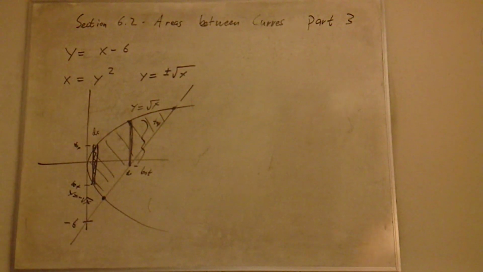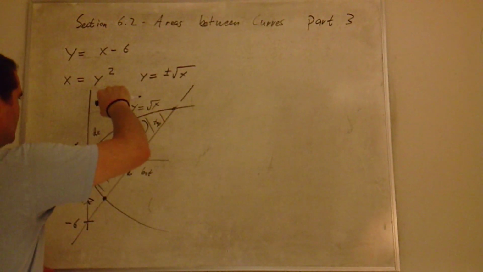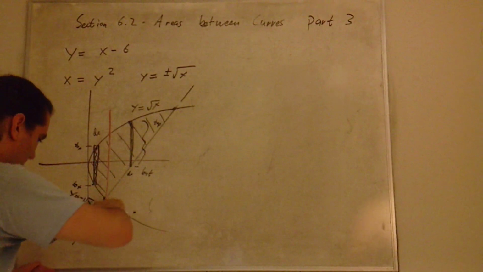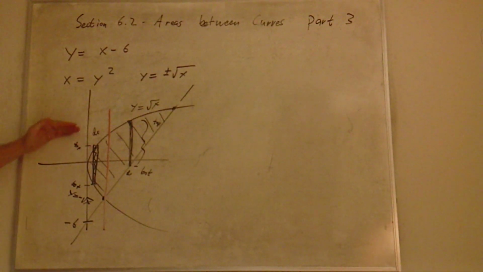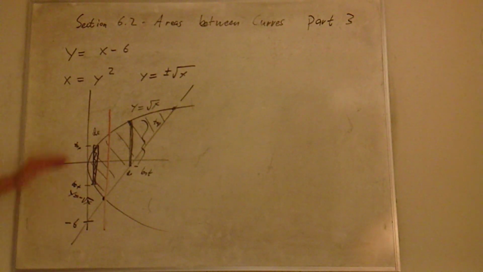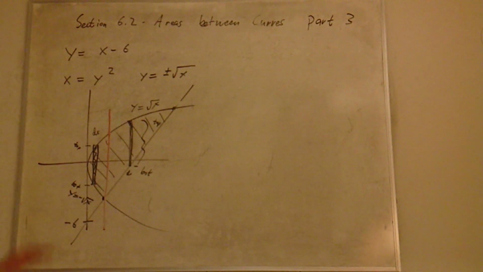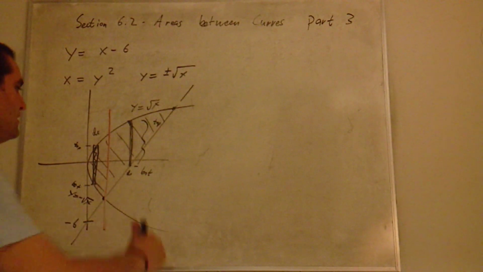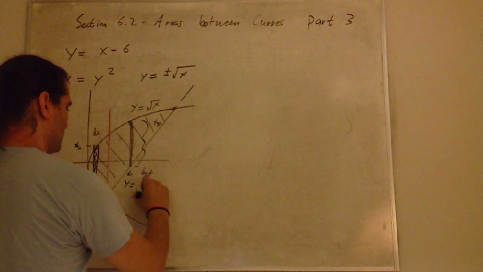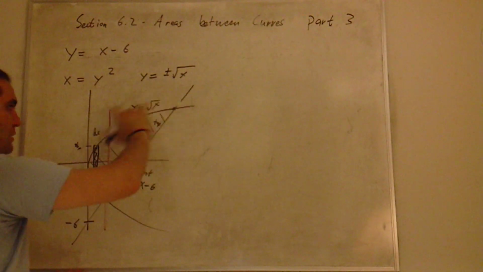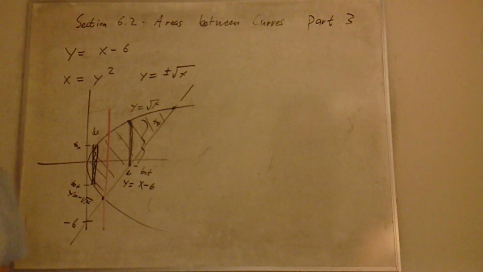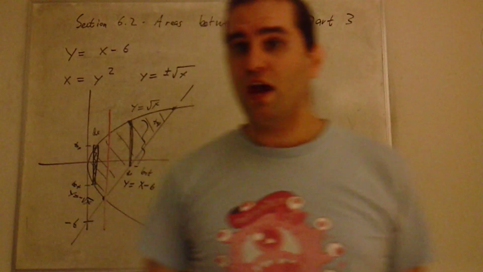Straight through to here. To the left of this red line, you're going from the top of the parabola to the bottom of the parabola. To the right of the red line, that's when you're going from y equals x minus 6, the straight line, to the top of the parabola. So it switches halfway.